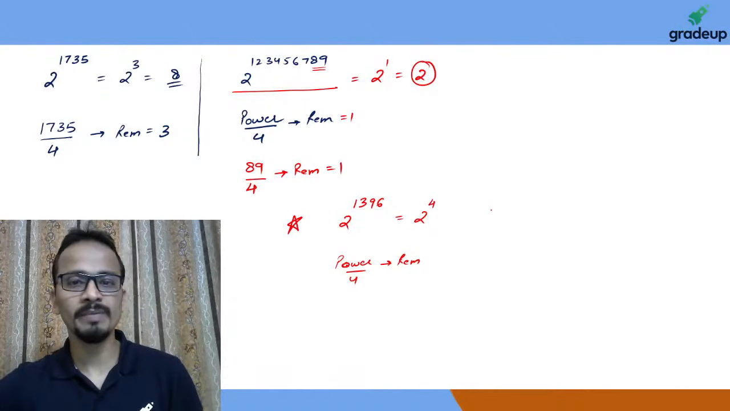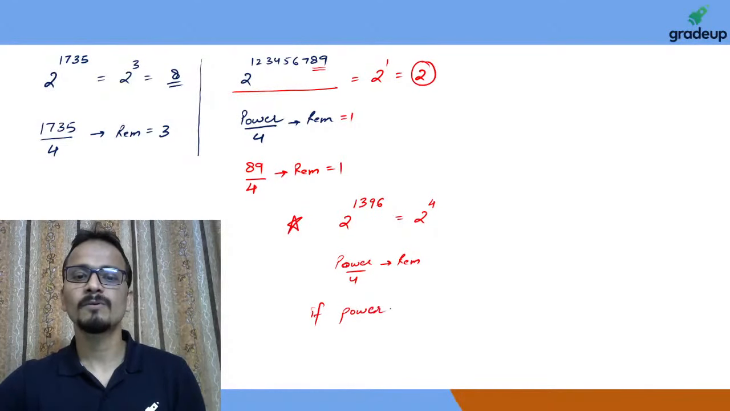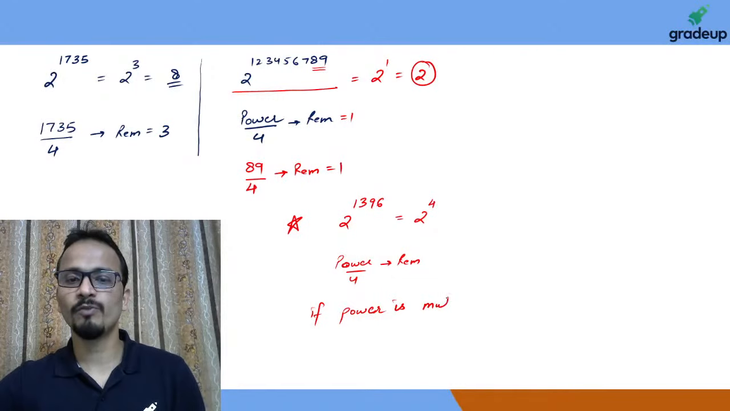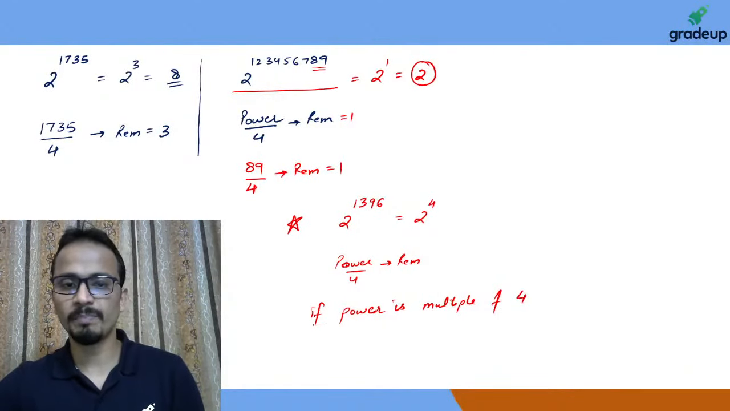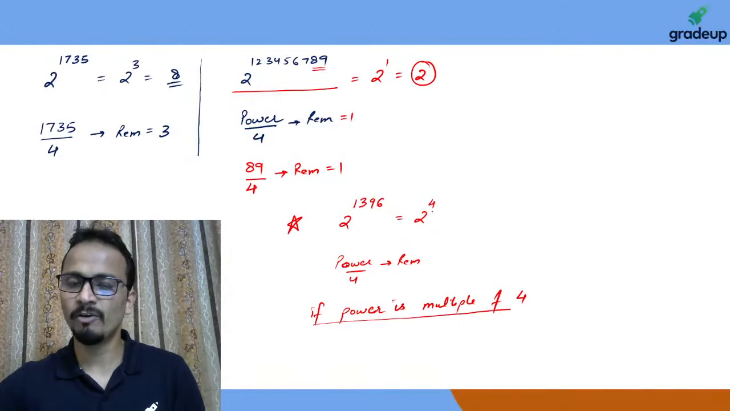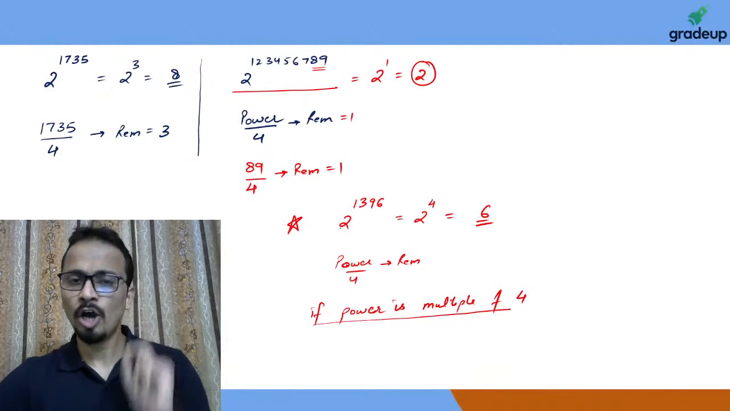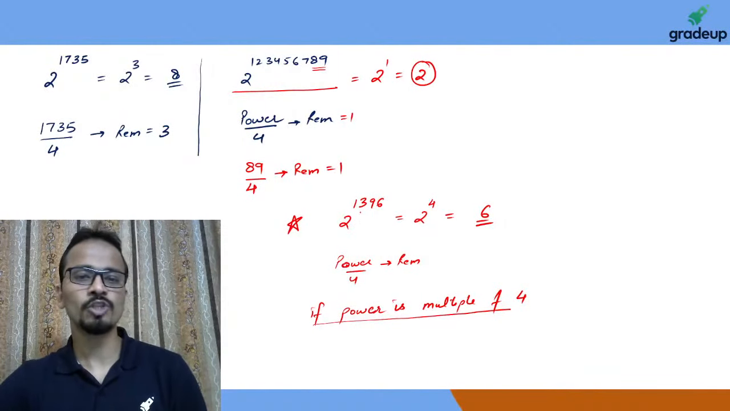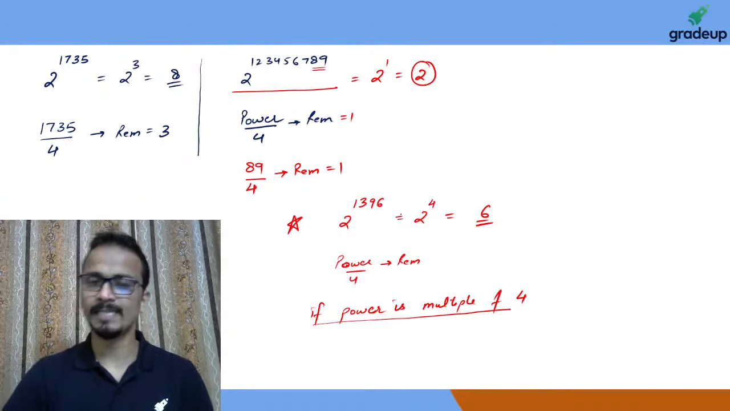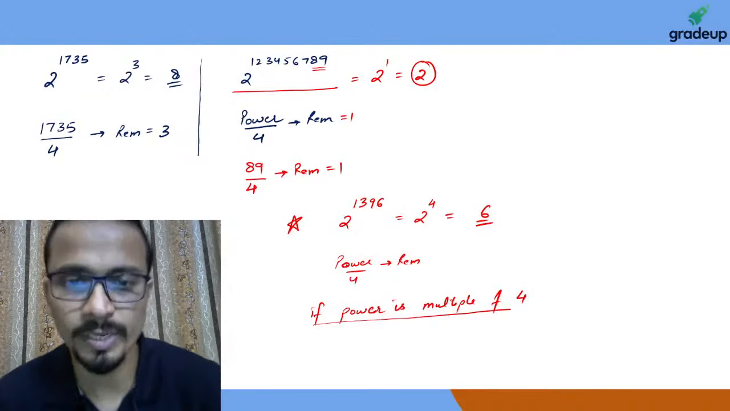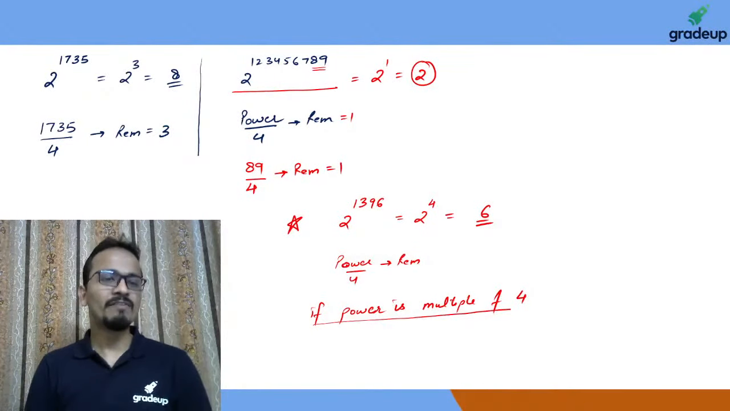But this can only be done if the power is a multiple of 4. So if the power is a multiple of 4, then write the power as 4. Now 2 raised to the power 4 is 16 and the unit digit is 6. Hence this is the answer as the unit digit of 2 raised to the power 1396.